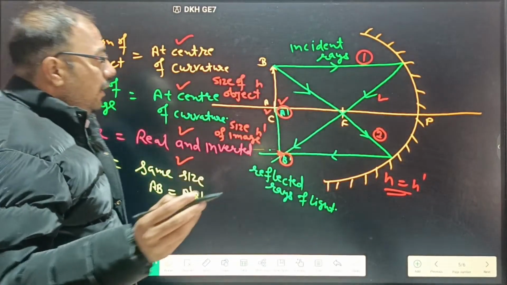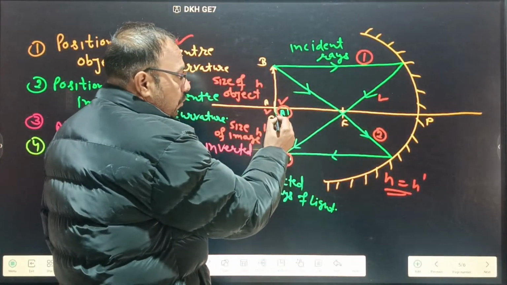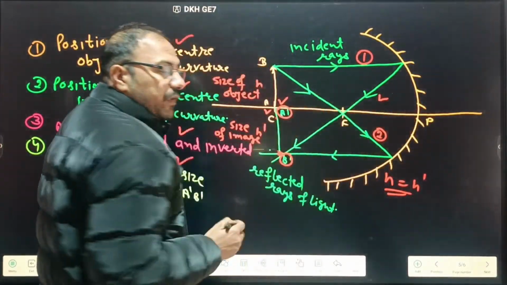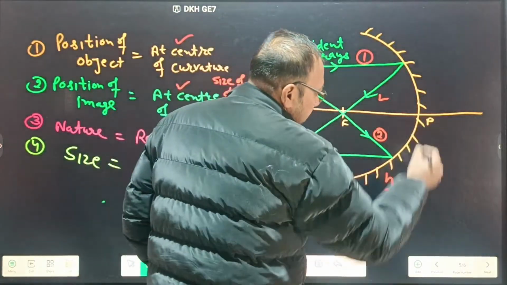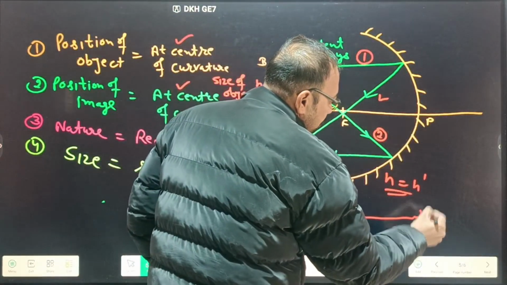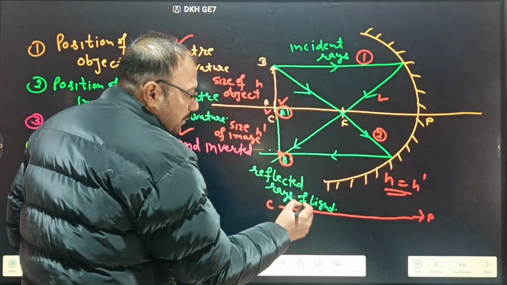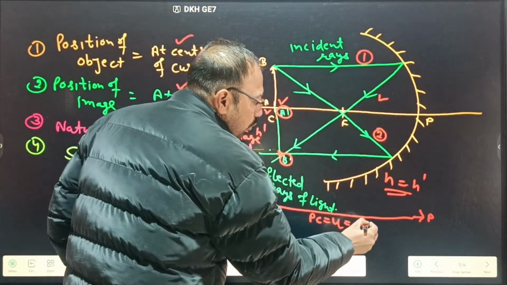Okay. And here one more important point. This distance from center of curvature and this pole, this is known as the U. That is object distance. This is pole, this is known as P, and this is known as, for example, C. So this PC is equal to U. So that is known as the object distance.